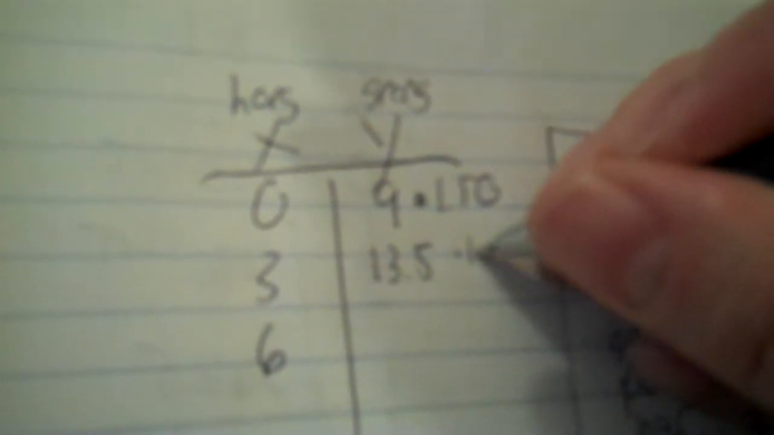13.5 times 1.50 is 20.25. Now underline it. What's the question? How much yeast is going to be there after 12 hours?